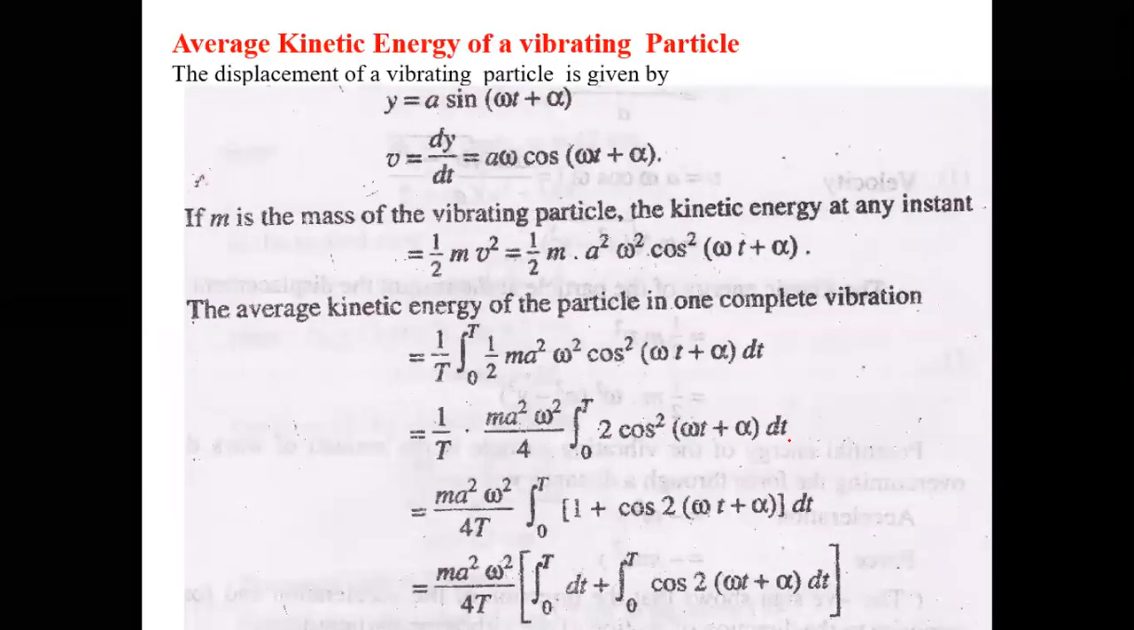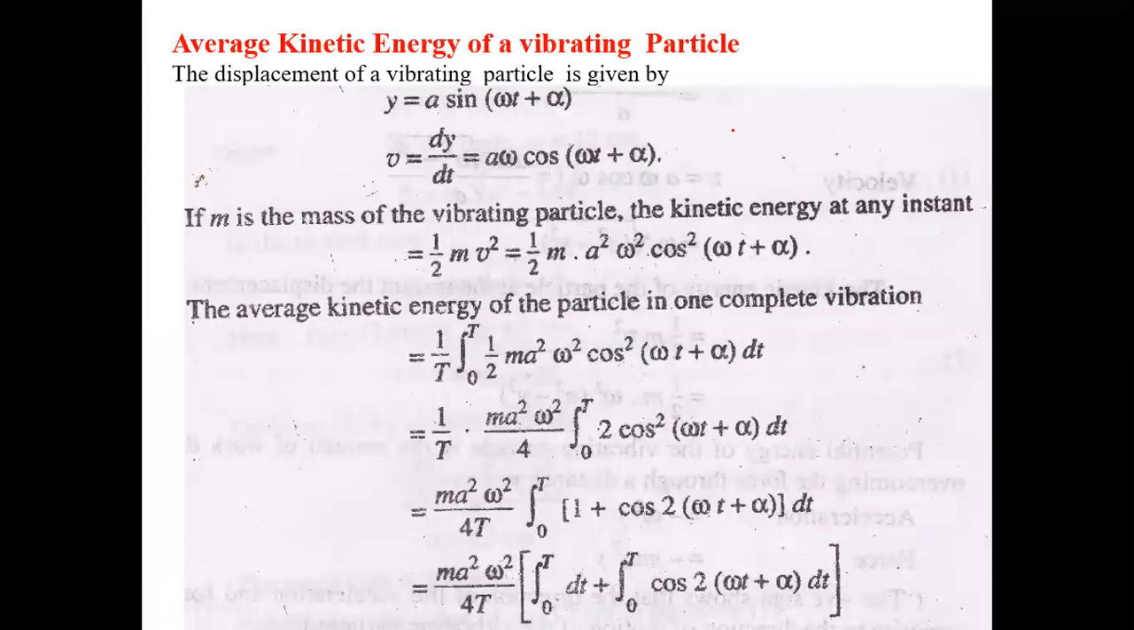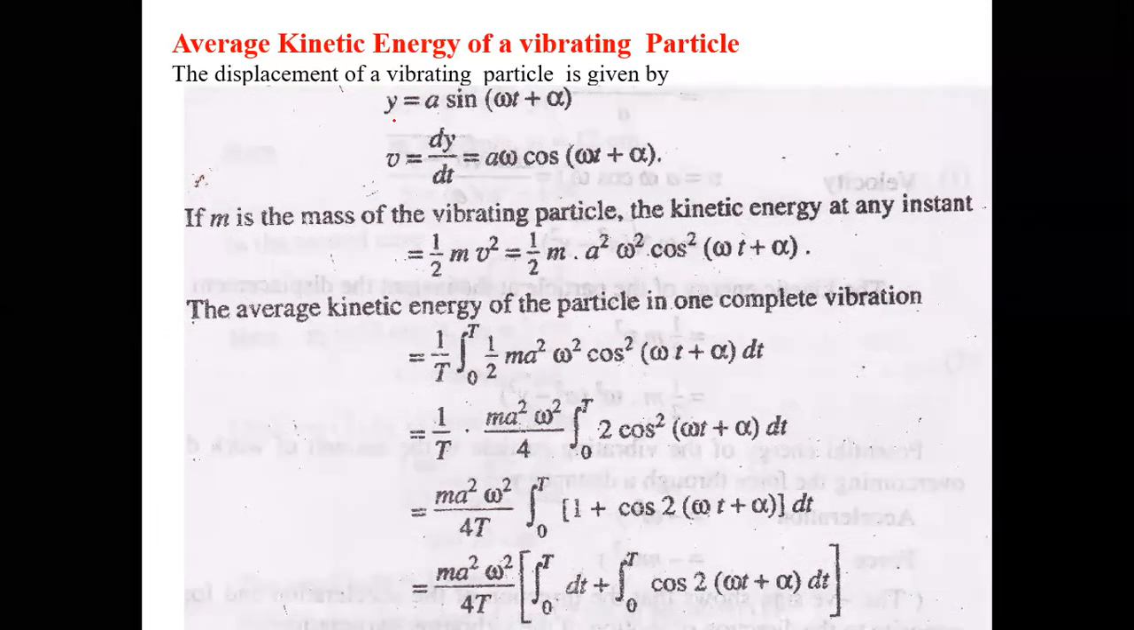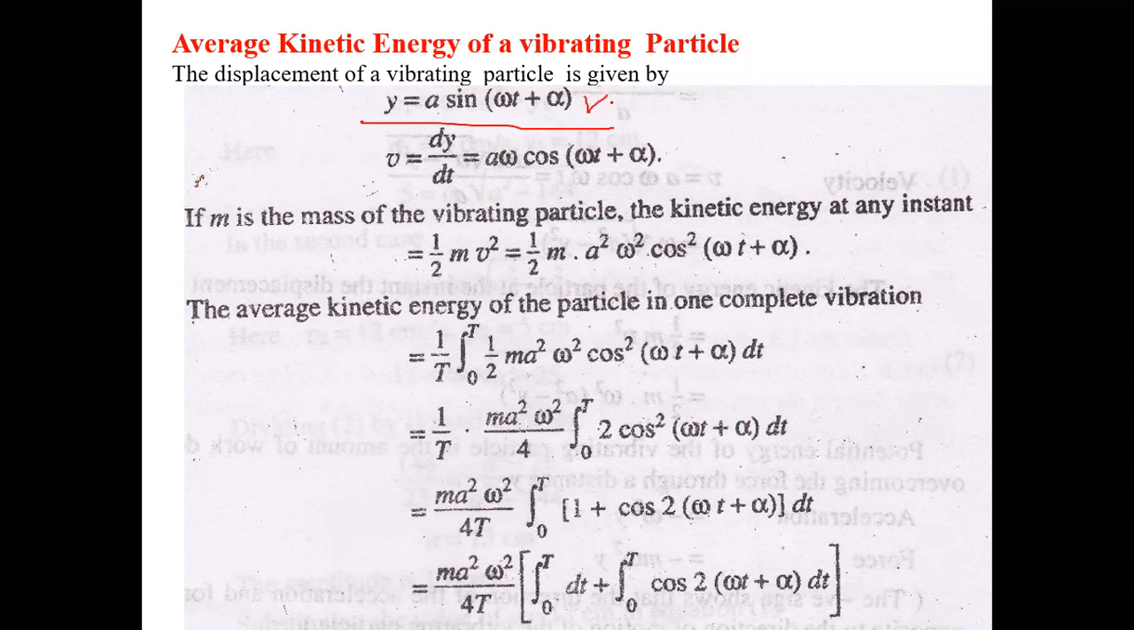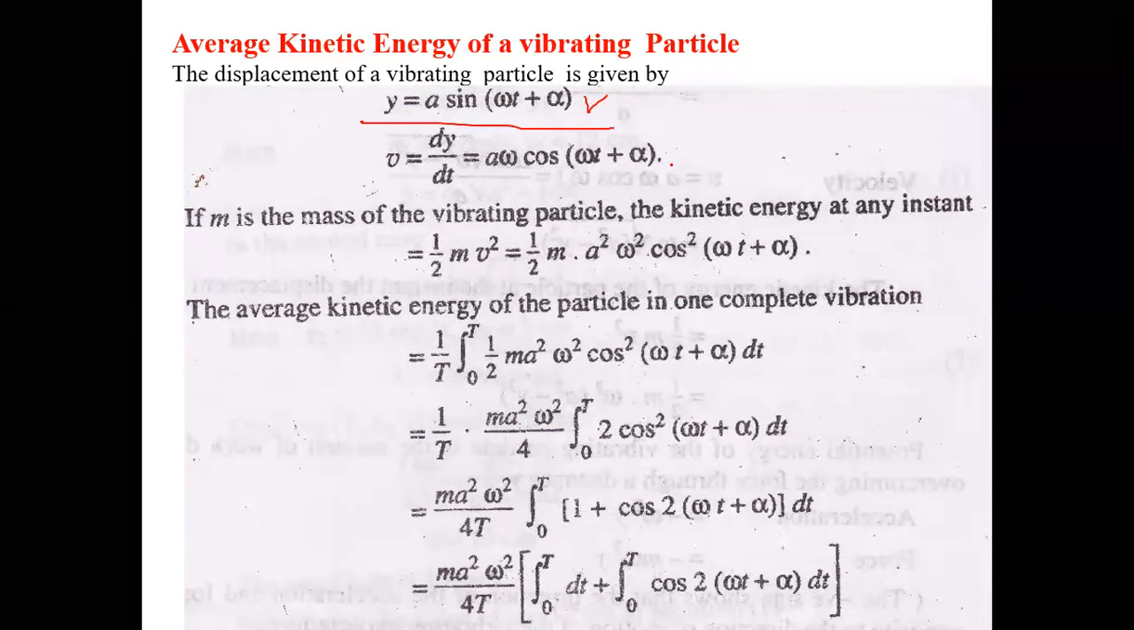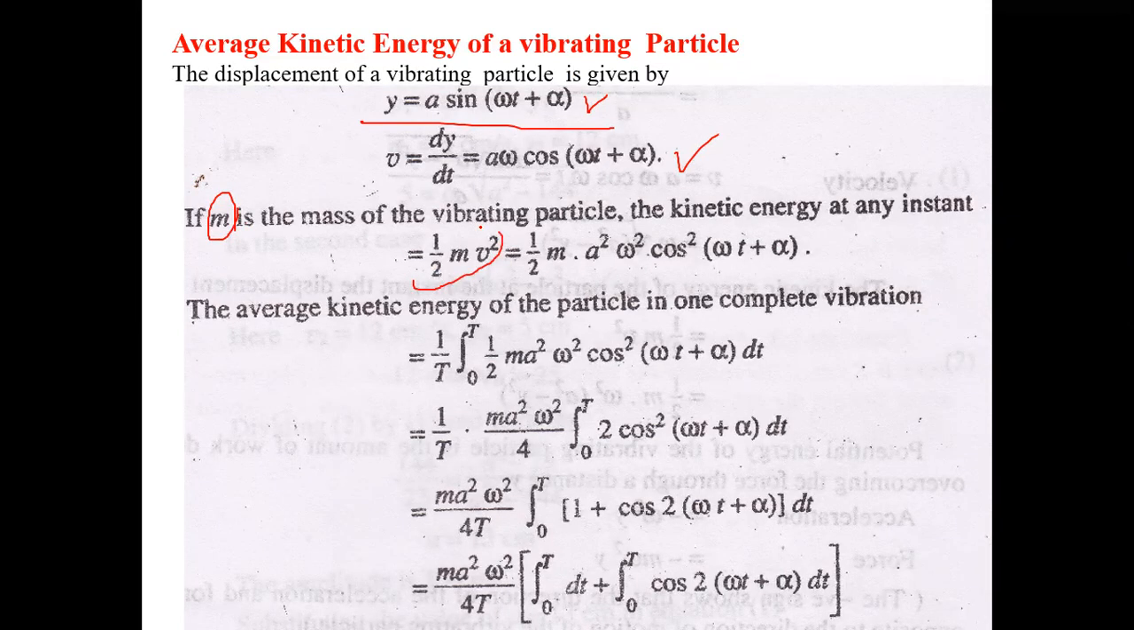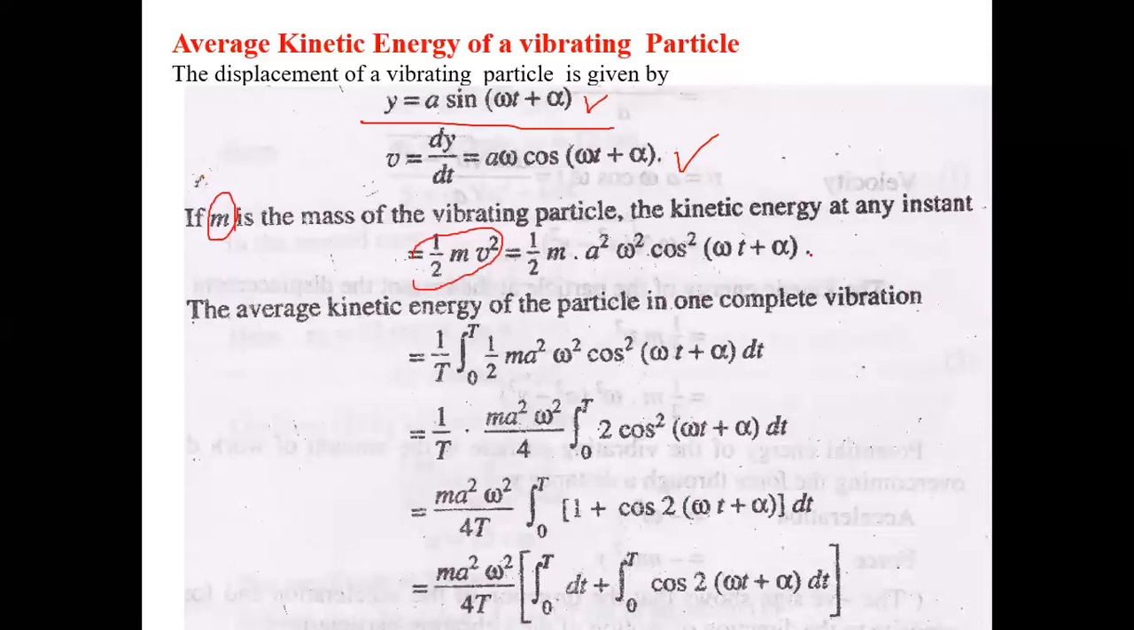Okay, so now we are going to find the average kinetic energy of the vibrating particle. The displacement of a vibrating particle, as in the previous slide, is y equal to a sine omega t plus alpha. So the velocity of the particle will be v equal to dy by dt, which is this one. If m is the mass of the particle executing simple harmonic motion, the kinetic energy will be half m v square. So substitute the value of v here, and it will be this one.